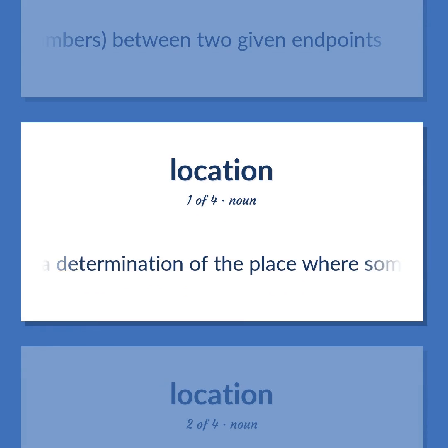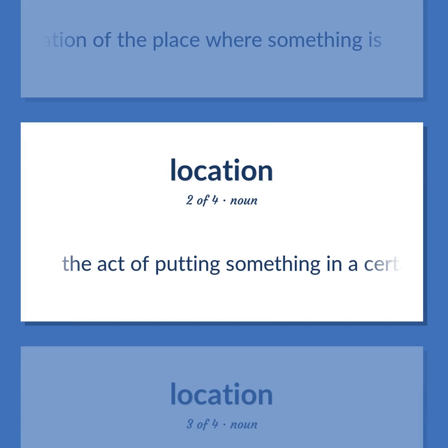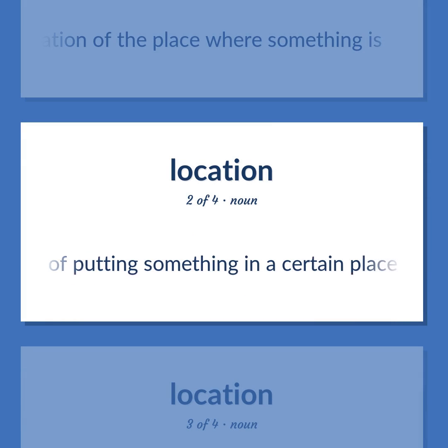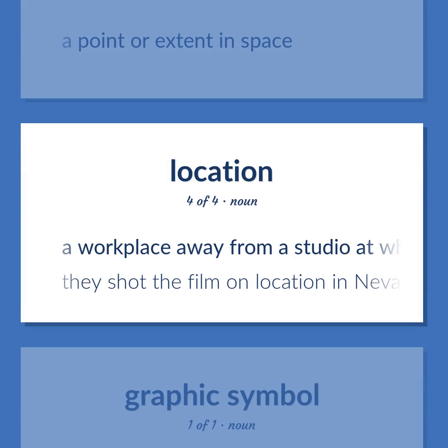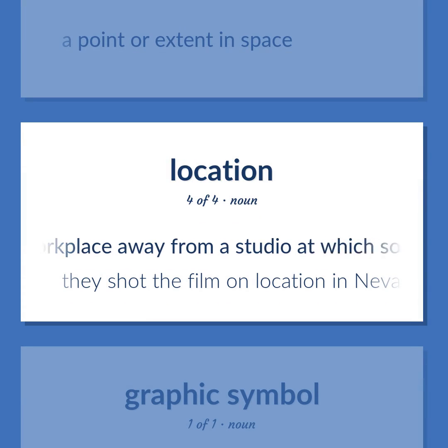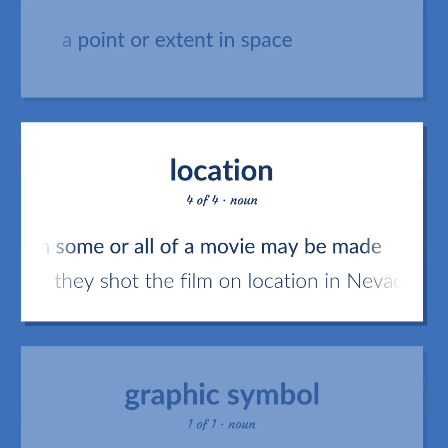A determination of the place where something is. The act of putting something in a certain place. A point or extent in space. A workplace away from a studio at which some or all of a movie may be made. They shot the film on location in Nevada.